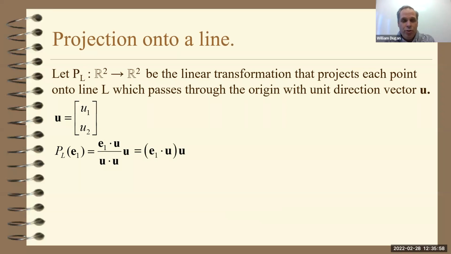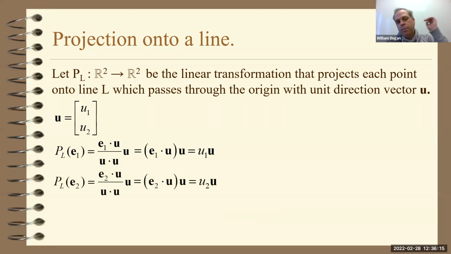But I know what the vector U is. It's just U1, U2. So I can do the dot product of that with E1. I give you that. There you go. That's the result of projecting E1 upon the line, because that's essentially projecting E1 upon U. You can do the exact same thing for E2. I'm just going to skip through the computations. Just give you the answer.